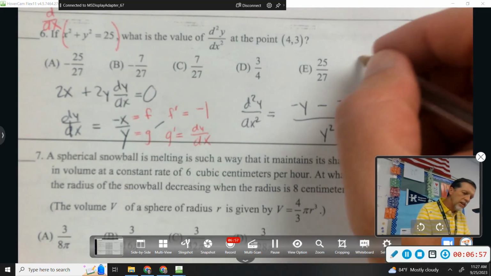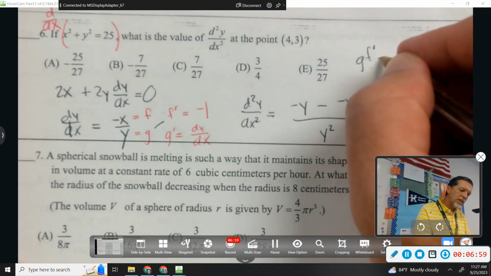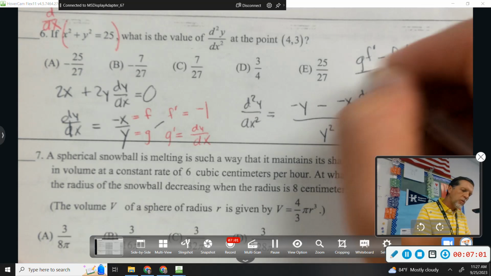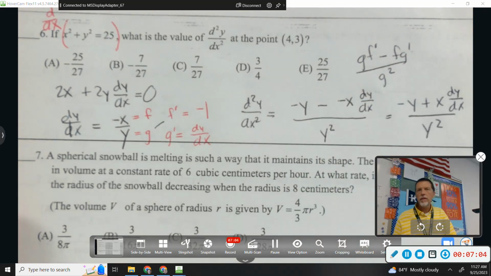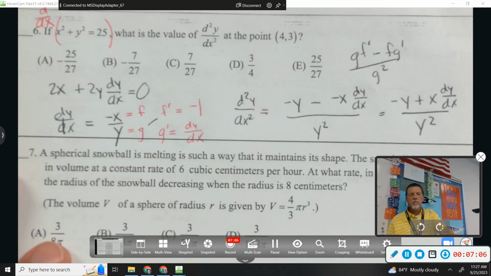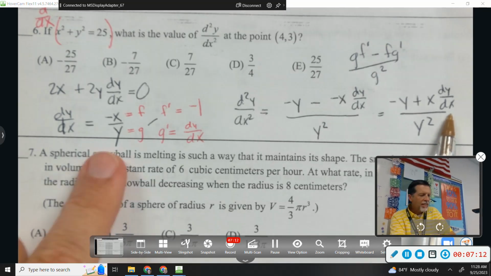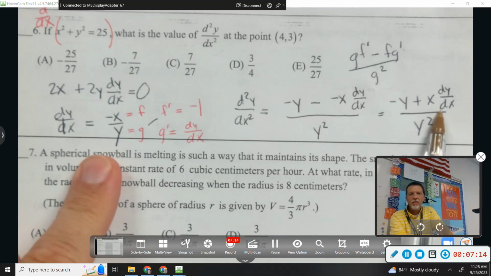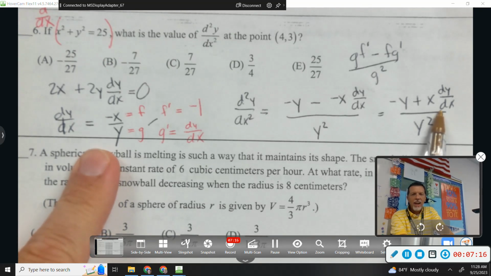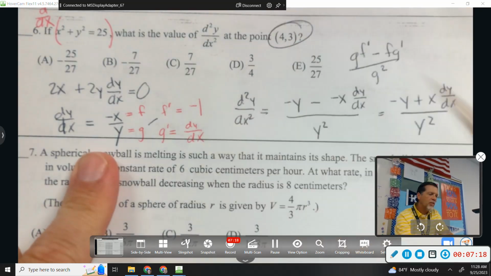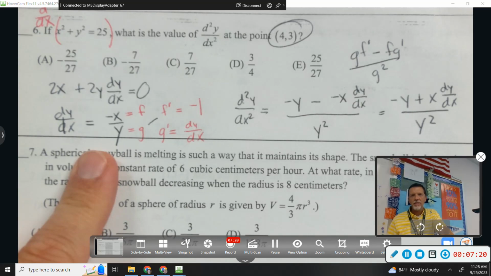The formula is g f prime, right? The g f has to come first, minus f g prime over g squared. Previously, when we were working with this, we had to take that negative x over y and plug it in for dy dx. But I don't think I have to do that on this one.